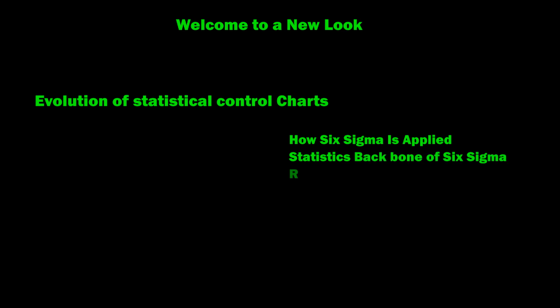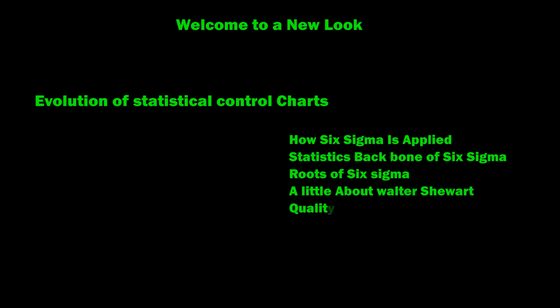While we talk about the evolution of statistical control charts, in this video, we will try to understand it step by step, starting with how Six Sigma is applied, statistics, which is the backbone of Six Sigma, the roots of SPC, a bit about Walter Shewhart, and the relationship between quality, normal curve, control charts, and everything, and finally concluding with control chart examples. So let's get started.